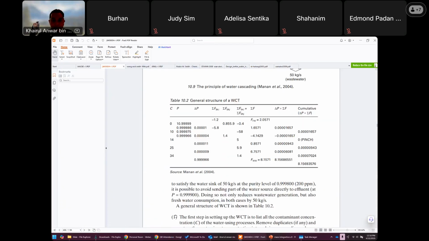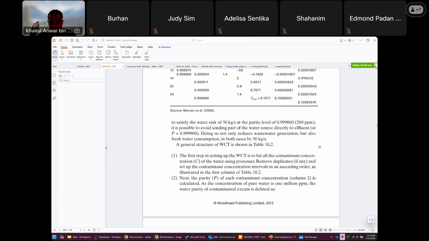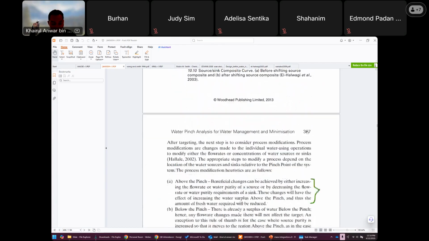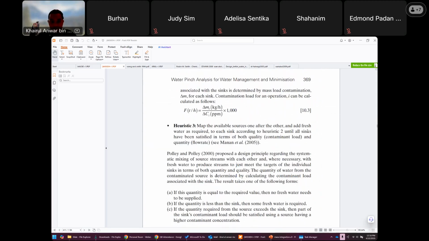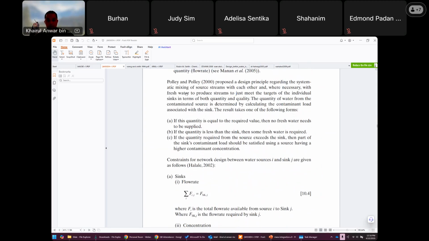Alright, so we go to the book. This book is Handbook of Process Integration, page 369. Okay, so Polley and Polley 2000 proposed a design principle regarding the systematic matching of source and stream with each other and, where necessary, with fresh water, to produce a stream that just meets the target of the individual sink in terms of both quantity and quality.